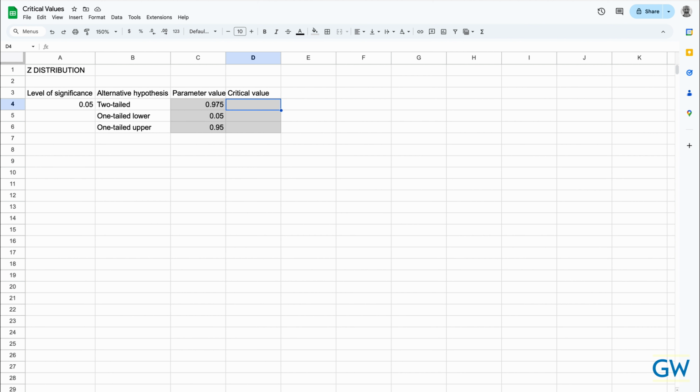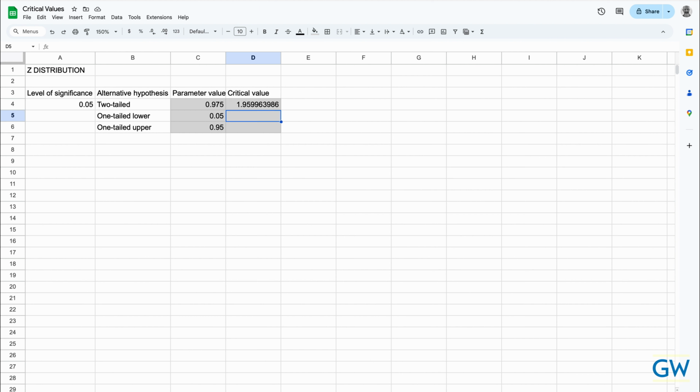So let's look at the equation. That's going to be equals norm. You can come all the way down there. We see norm.s.inv. I can click on that. And we see we just need to have this parameter. So it's equals norm.s.inv, open parentheses. I can click on this 0.975, or you can just fill in 0.975. I close my parentheses, I hit enter, and I see there is my critical value. Two-tailed alternative hypothesis, 0.05 for my level of significance, and this is a standard normal distribution, meaning my critical value is going to be 1.96, as you can see there.